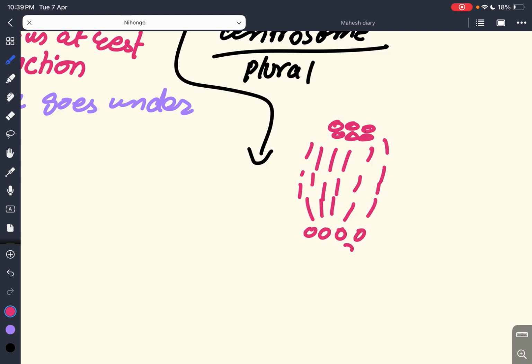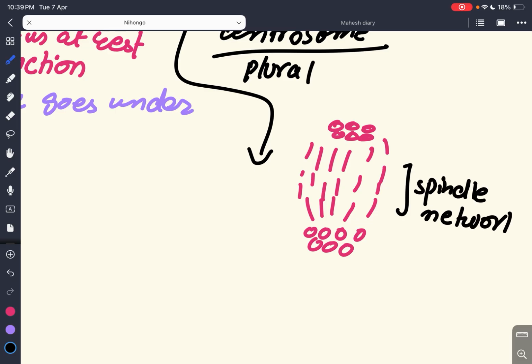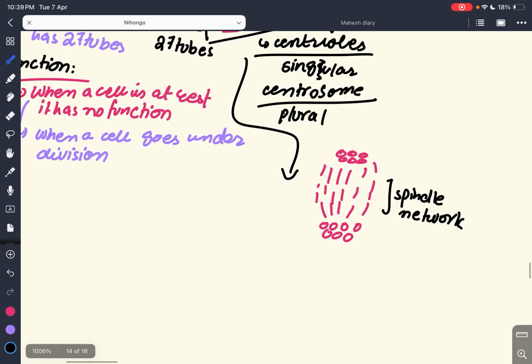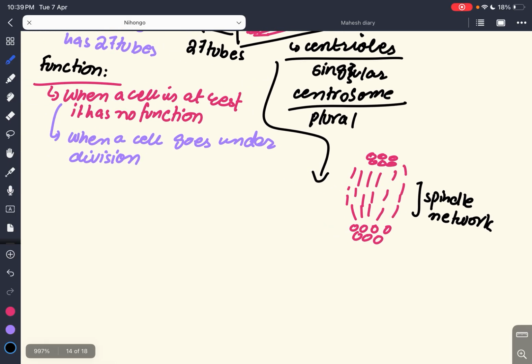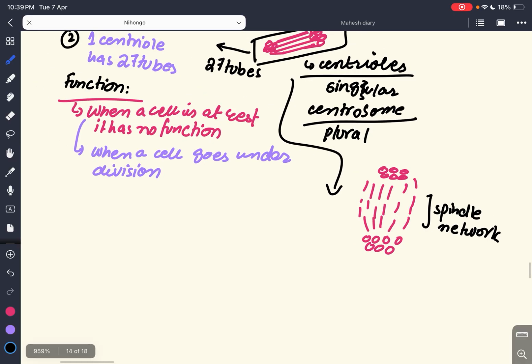And you also call it spindle network. You call it what? You call it spindle network, right? And that's it. That is the only work. What is the work? Centrioles, they move apart from each other and form a network that is called spindle network. That's it. That is the main function that you should know for this chapter.